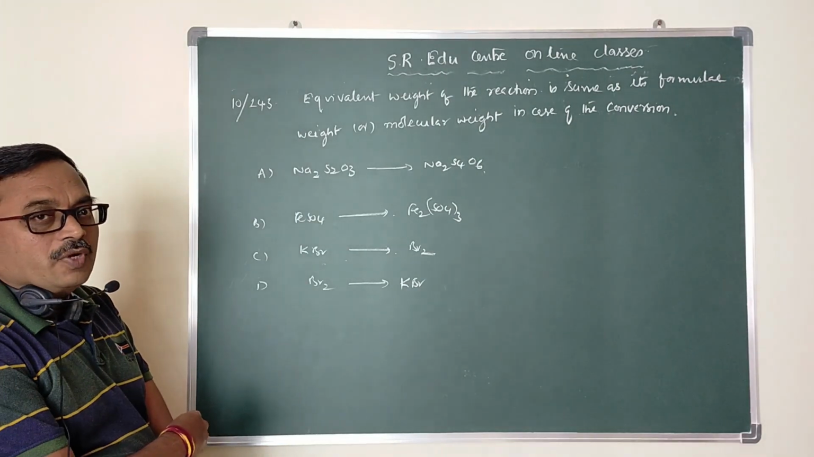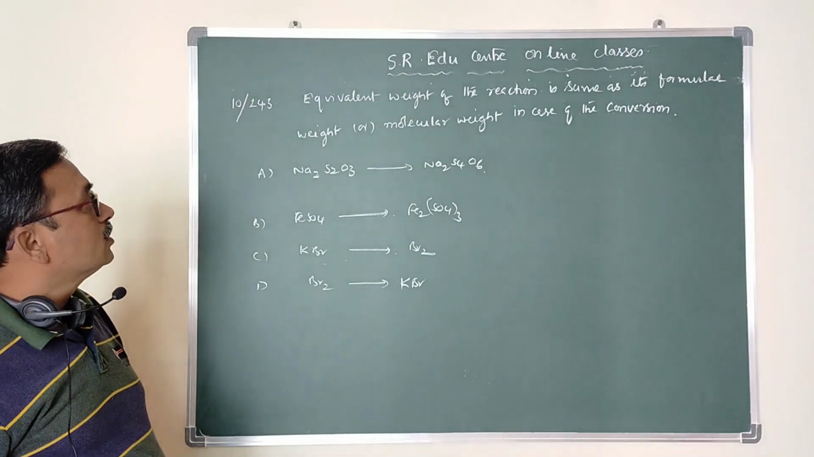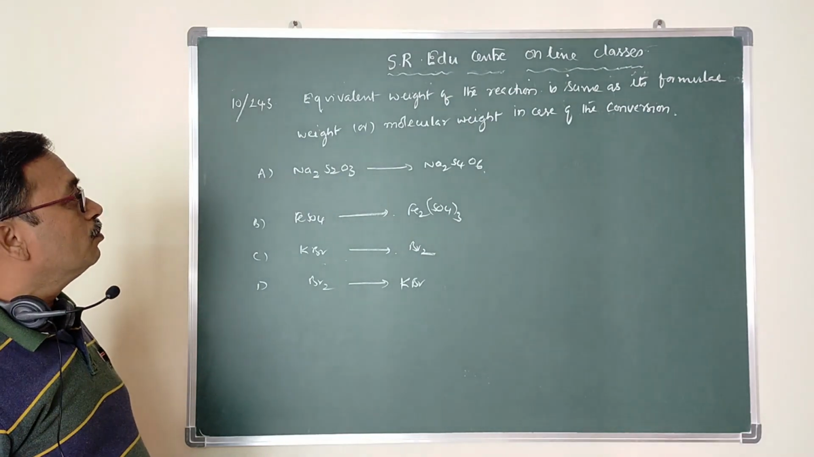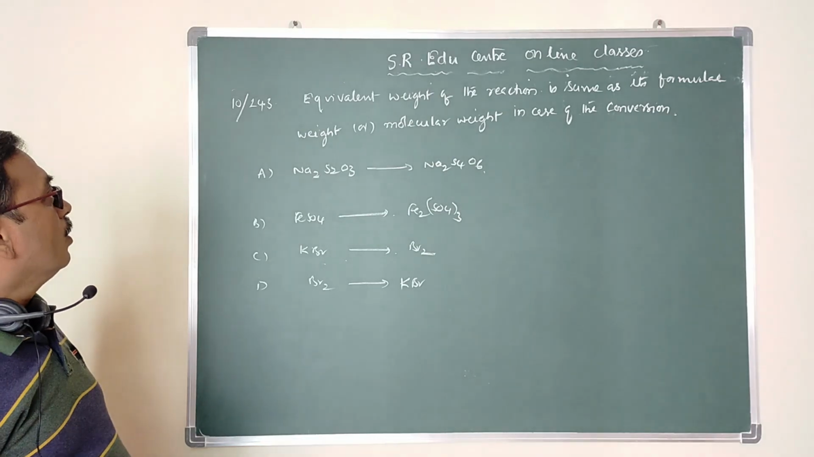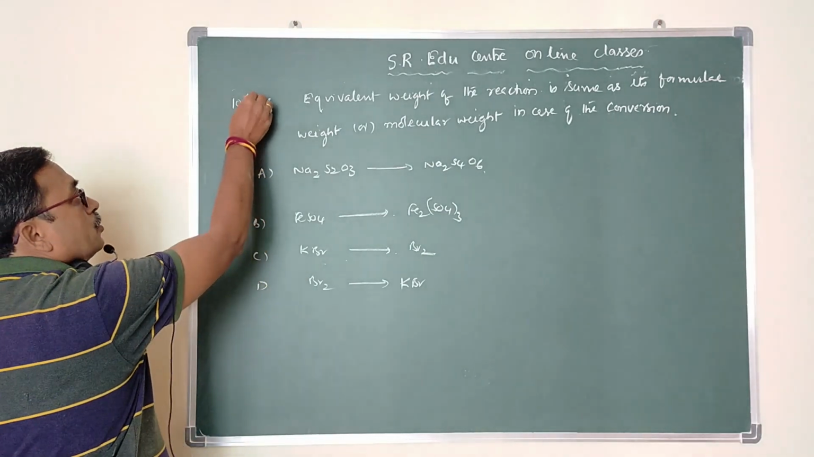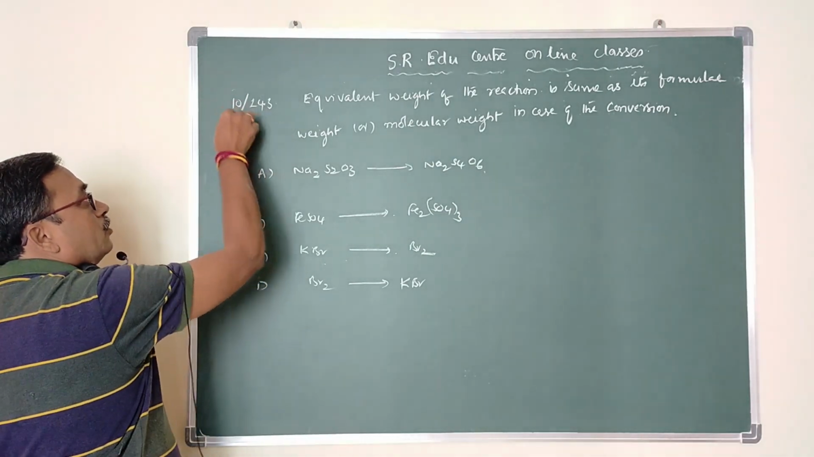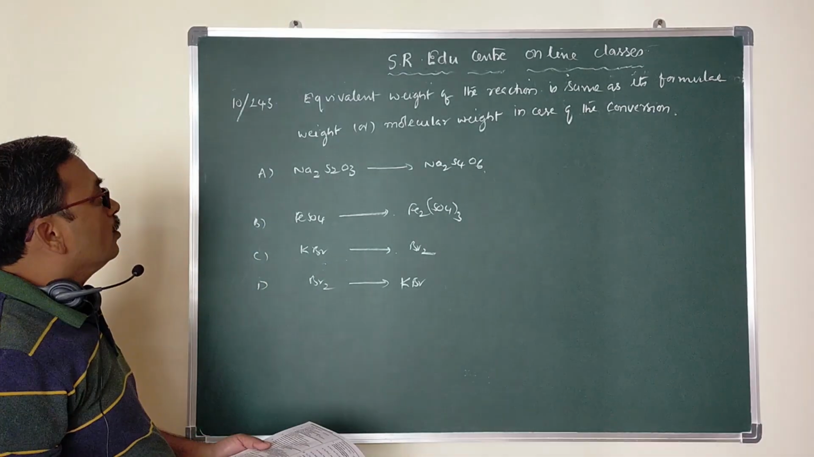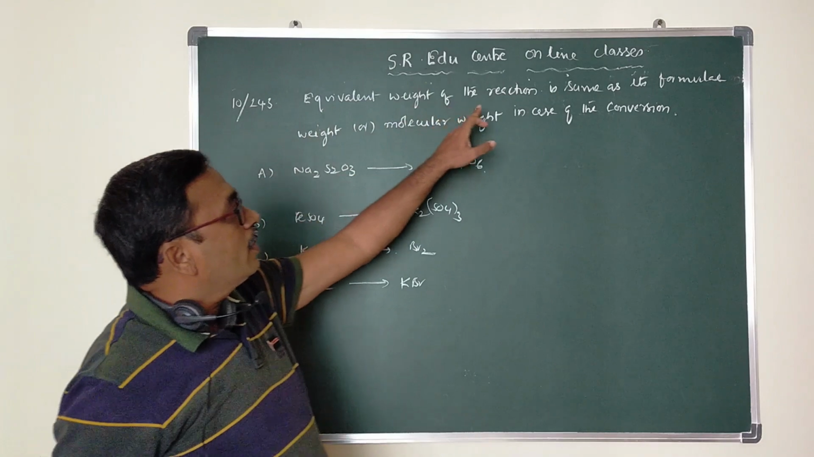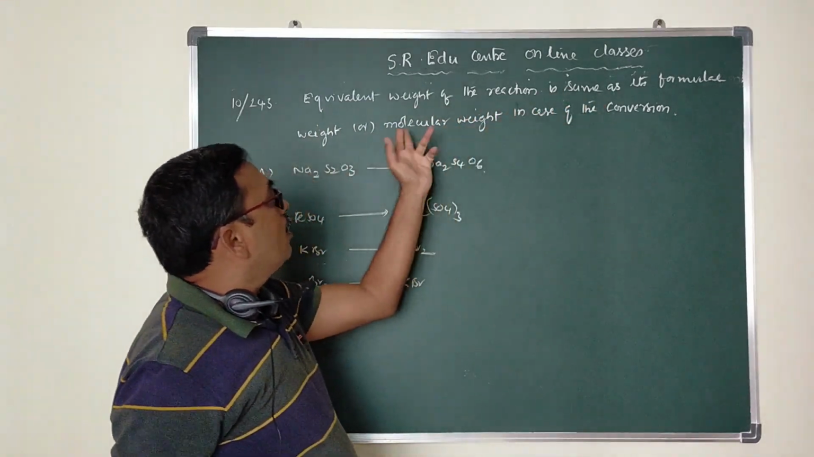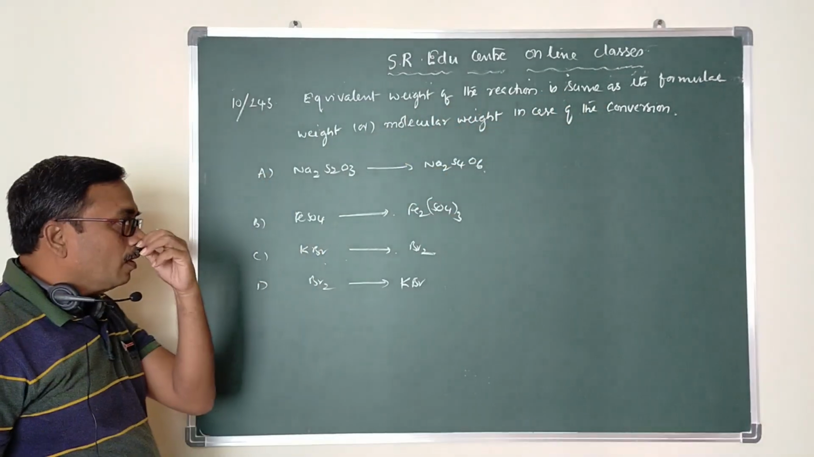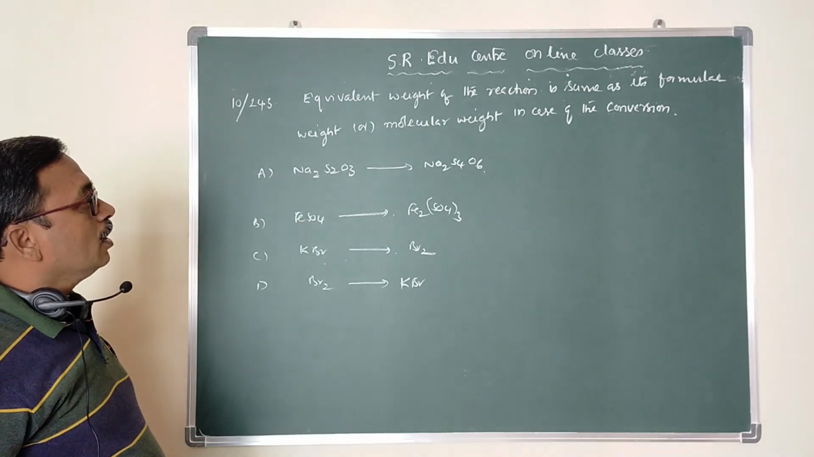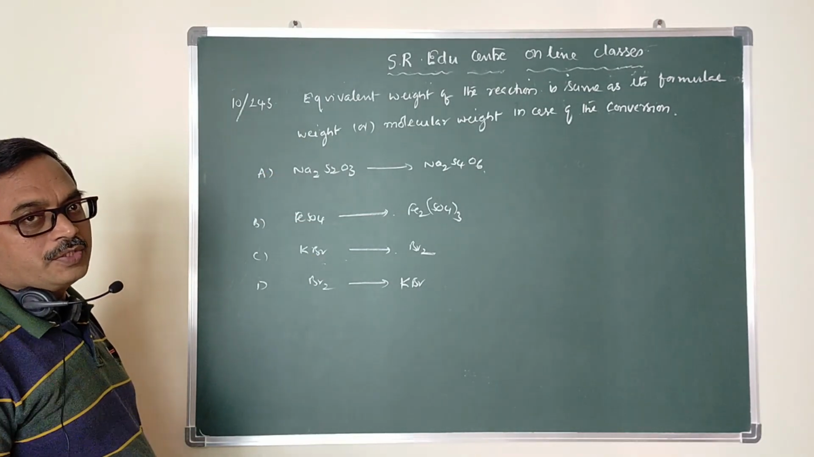See, section 1 is completed. Now we will move to section 2. Section 2 is more than one answer, more than one option correct. The first question is the 10th question, which is on page number 243 of the SR material. The question is: equivalent weight of the reaction is the same as the formula weight or molecular weight in case of which conversion. That means in which of these conversions is equivalent weight equal to molecular weight.